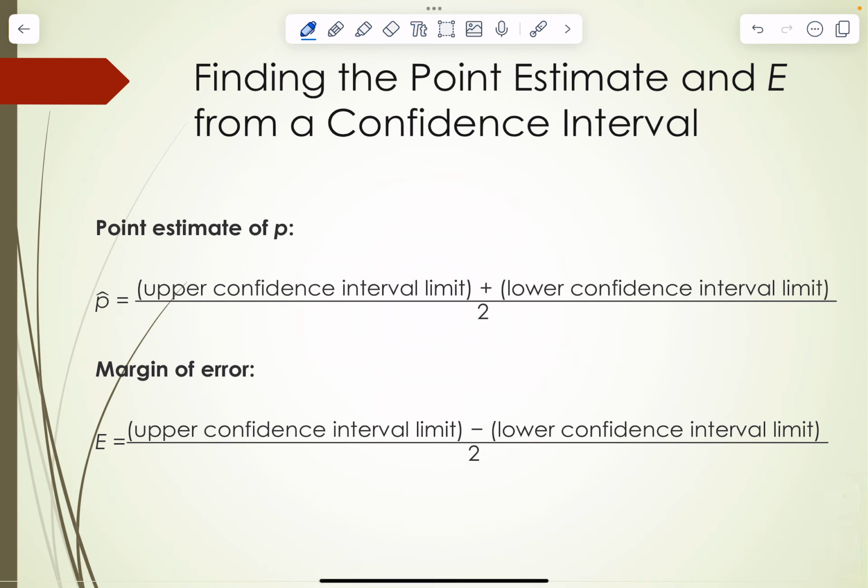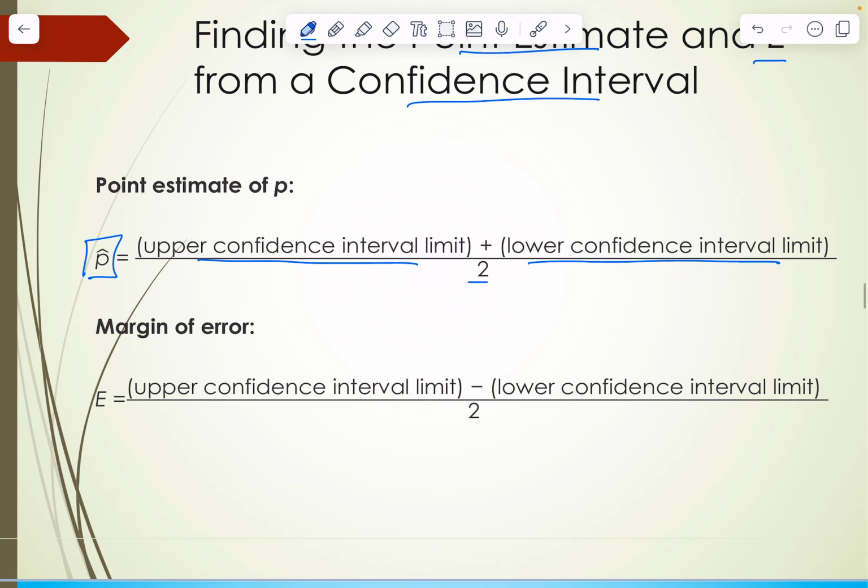If I have a confidence interval and I want to find the point estimate or the margin of error, I just use these formulas. I take the upper bound of the confidence interval, add it to the lower bound, and divide by 2. That is to say, I average these, and that will give me my point estimate. If I want to find the margin of error, I take the difference between the upper and lower bounds, and I divide it in half, and that gives me my margin of error.